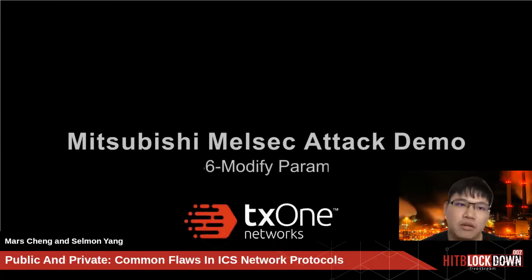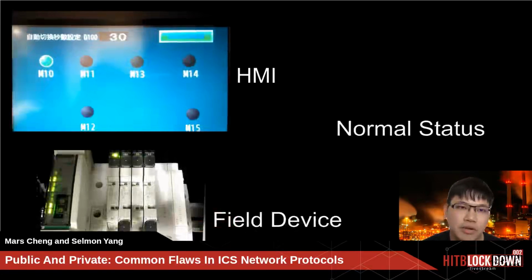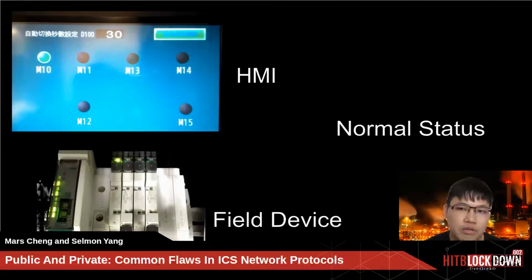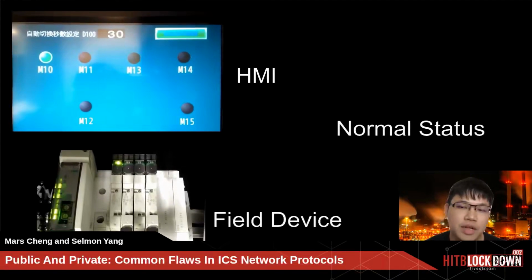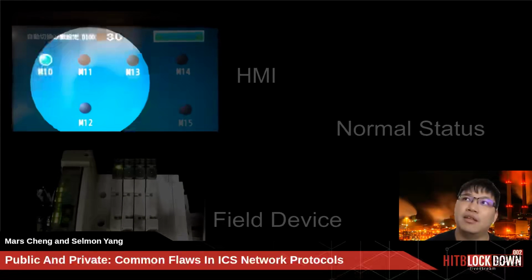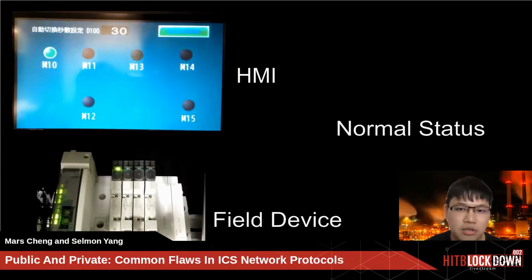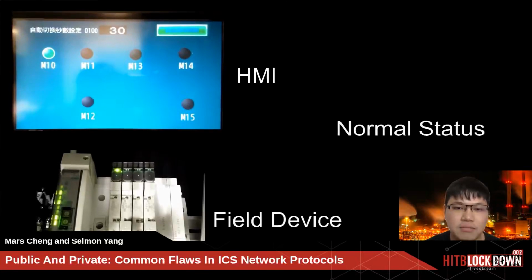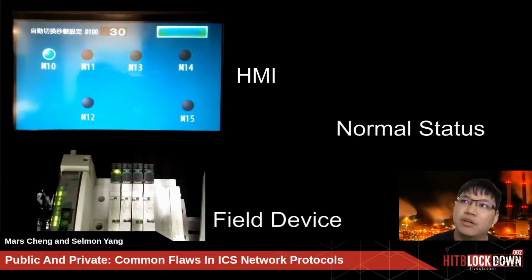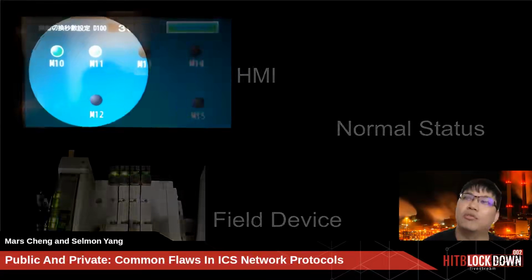Okay, let's take a look at this video demo on modifying the parameter. First, in this scenario, in normal status, the light changes every 30 seconds. You can see the mapping of the process between the HMI and the field devices, here M10 and N10. This is the automatic setting, so every 30 seconds the light will change. Just wait a second, I'll speed up this video. Every 30 seconds, you will see the light change.